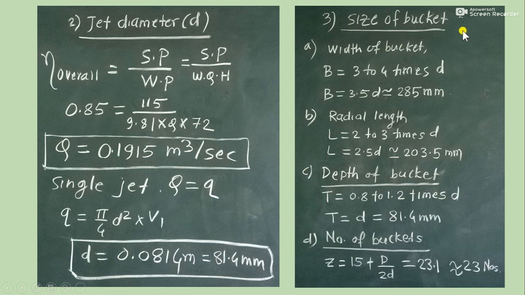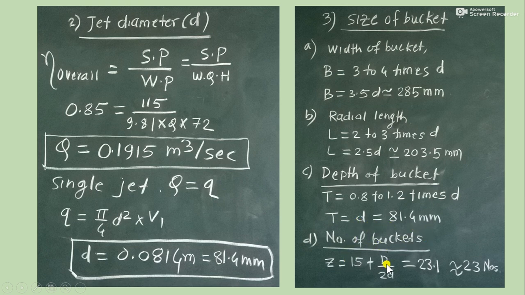As far as the size of buckets is concerned, here 4 sizes can be obtained by using empirical relations. First, the width of bucket, we can take 3 to 4 times the jet diameter. Here we have taken 3.5 times the jet diameter. So we get B by the calculation. L, the length, is taken as 2 to 3 times, so here we can choose 2.5 times the diameter of jet. So by the calculation we get the length. Then the depth of bucket ranges from 0.8 to 1.2 times d. So we take the depth of bucket equal to the jet diameter.